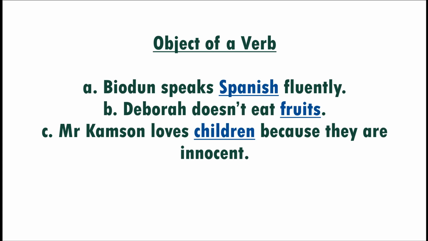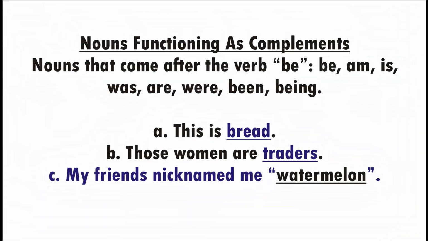So we shouldn't forget, we are talking about nouns functioning as object of the verb. If you look at Spanish in example A, fruits in example B, and children in example C, all these are nouns functioning as the object in the sentences that we have here. Let's go to the next one, which is nouns functioning as complements.